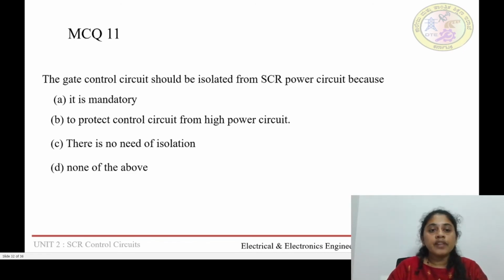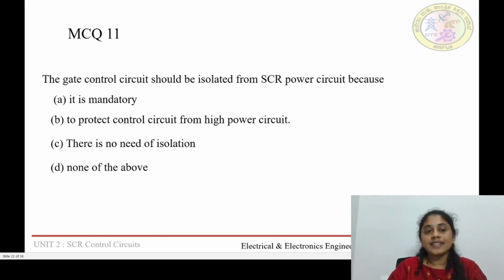Let us assume if there is no isolation, what happens? We know that gate control circuit is a low power circuit or low voltage circuit. SCR power circuits are high voltage circuits because they are connected to the load. If these are electrically connected, and in case of any high impulse voltage across the SCR power circuit, then the low voltage circuit may get damaged. So in order to protect the low power circuit components, we need to go for isolation of low power circuit and high power circuit. So the answer is B.